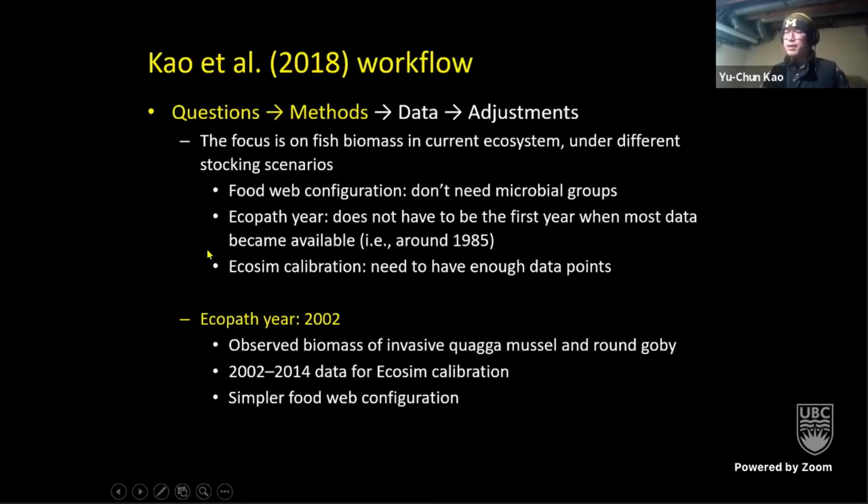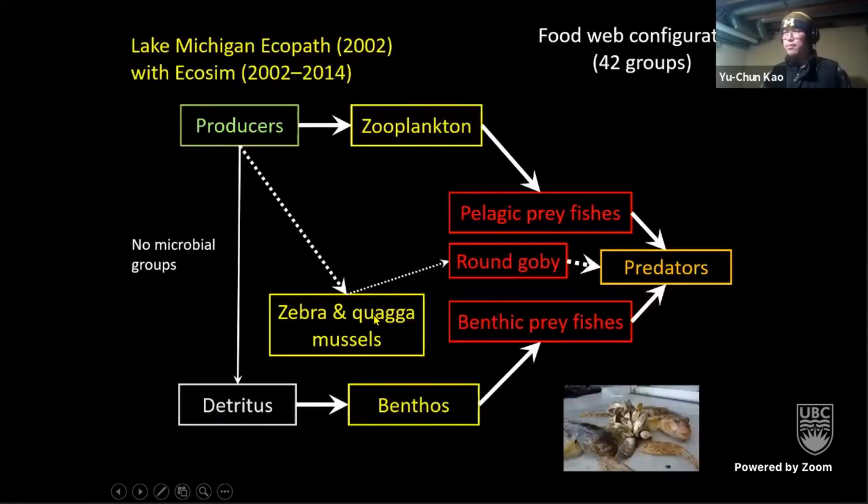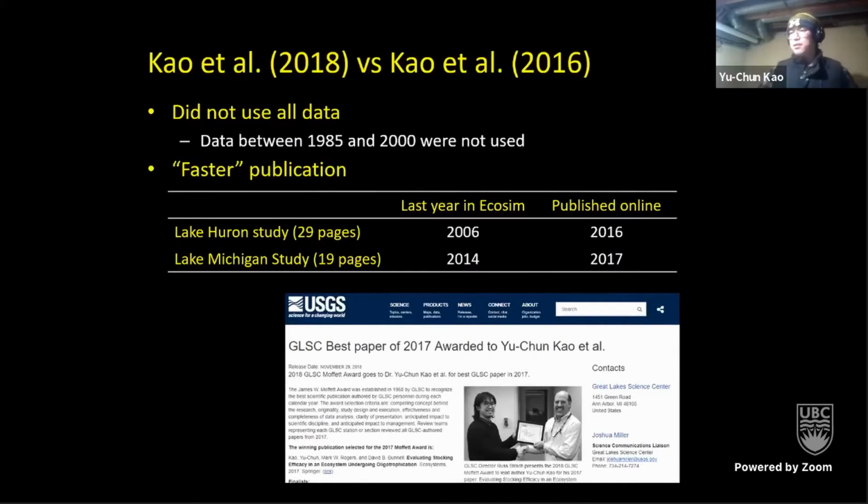So all we need to do is include these invasive species in the model, as long as we have enough time series data to calibrate. So at the end, we have an Ecopath model for 2002, which already included quagga mussel and zebra mussel. So it is a much simpler food web model and much easier for us to calibrate and run scenario simulations. So this was pretty good. I won a best paper award when I still had long hair.